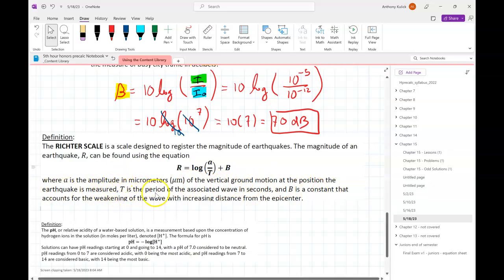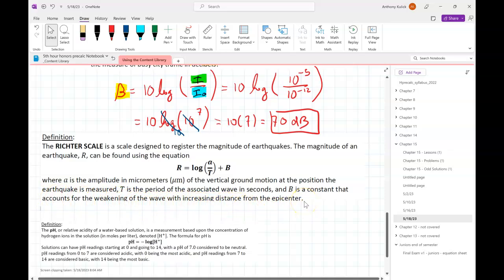So T is the period of the associated wave in seconds. So if this is ground at normal, the time it takes to go up, down, and then back to normal, that's the period, just like a sine wave. Everybody's okay with that? And then B is a constant that accounts for the weakening of the wave with increasing distance from the epicenter.